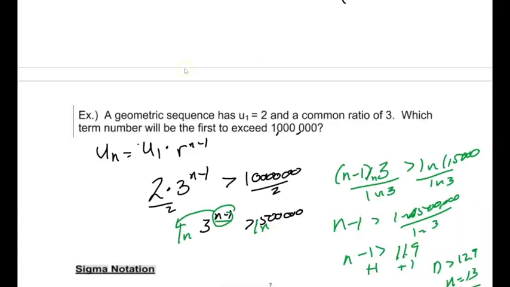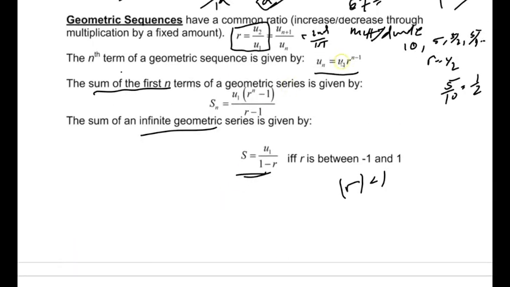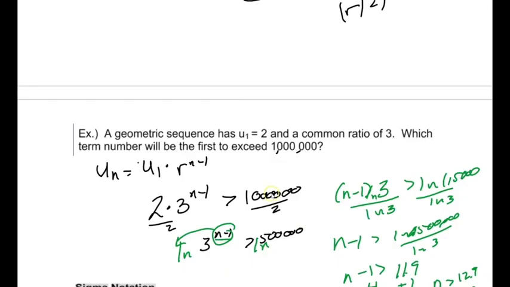It's all about figuring out what they're asking. We want a term number, use a term number. If they ask you about the sum, use the sum formulas. Just plug it in, get to work.